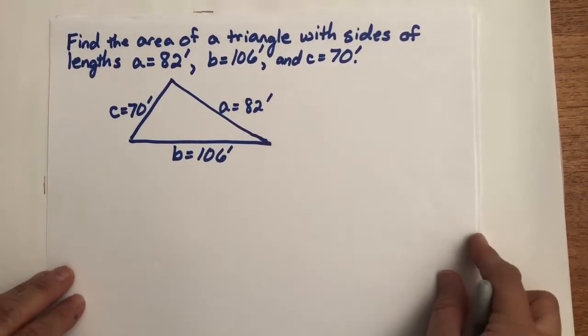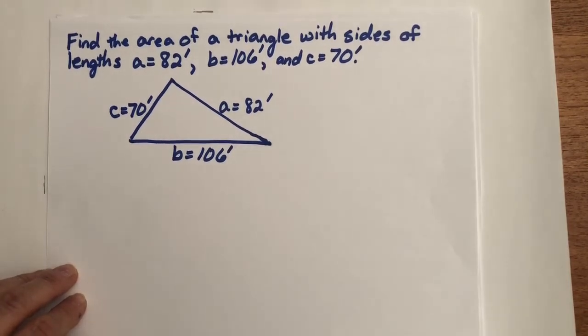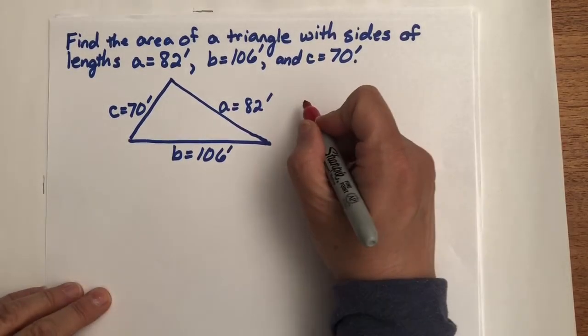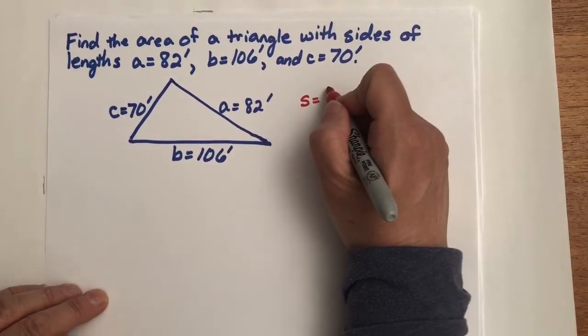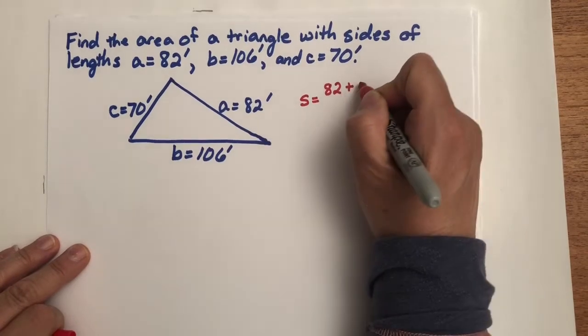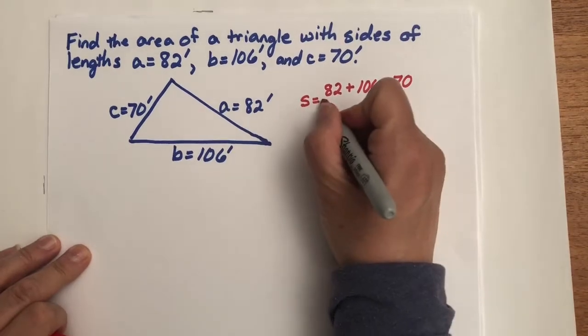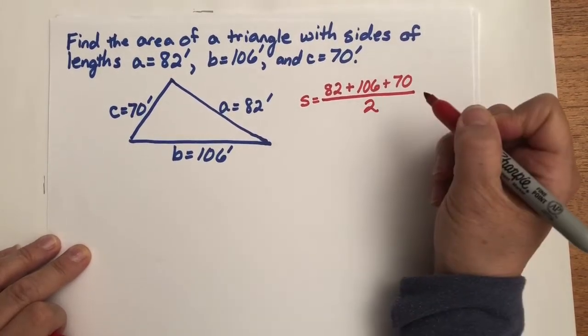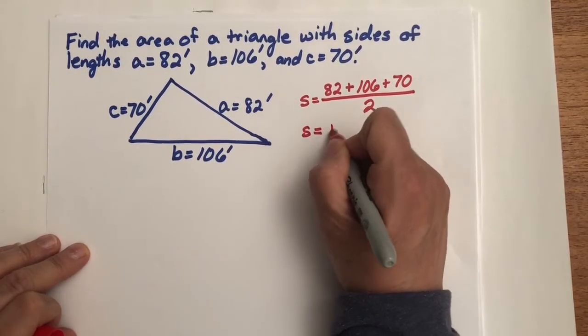So this is a perfect one for Heron's formula because we're given three sides of a triangle. We're going to find the area where the lengths are 82 feet, 106 feet, and 70 feet. In order to use Heron's formula, we need the semi-perimeter, so let's calculate that. We know s equals the sum of the three sides, so we have 82 plus 106 plus 70, divided by 2. If we do that arithmetic, we find that the semi-perimeter is equal to 129.